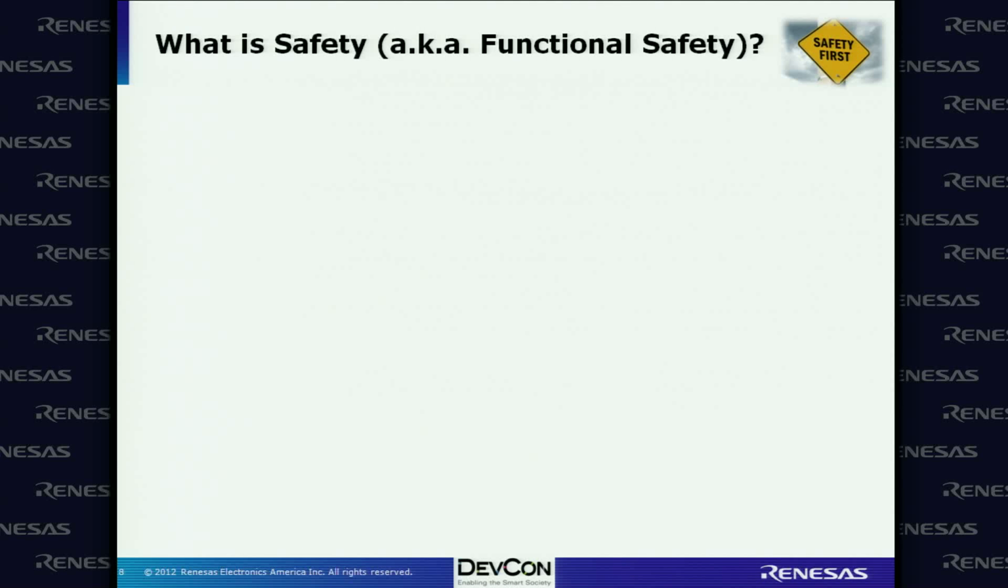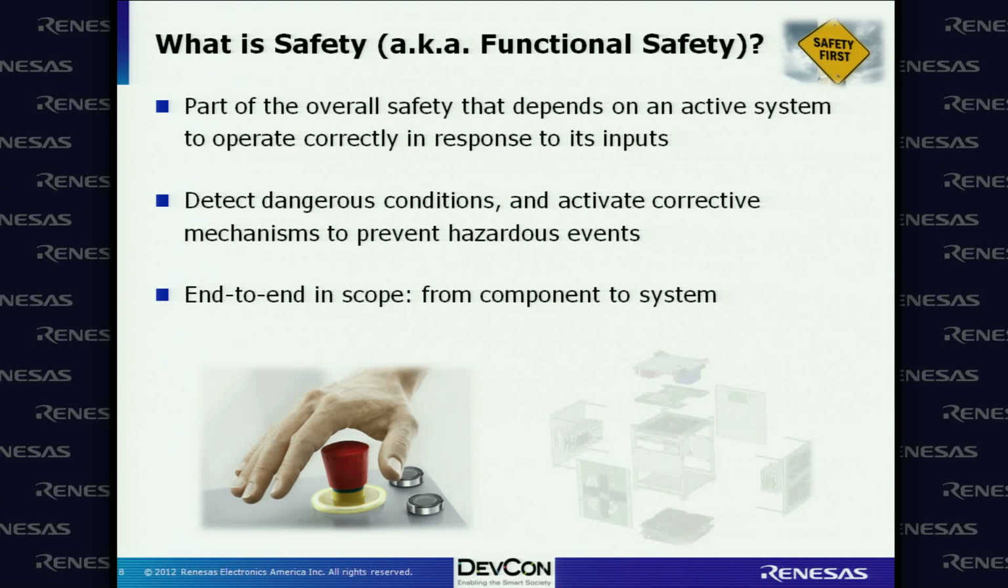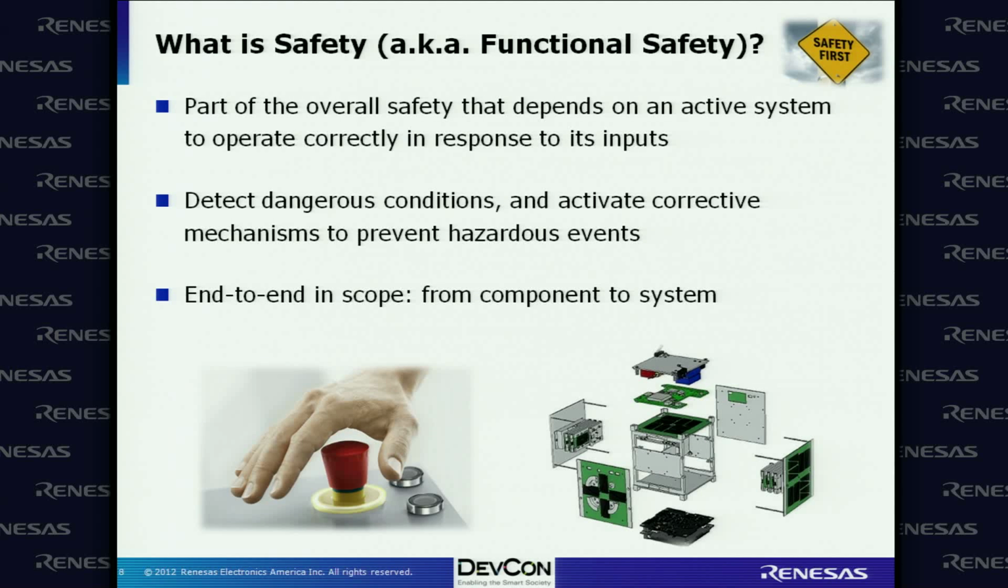So, introduction to safety. Functional safety is part of the overall safety of the system that depends on an active system operating correctly depending on its input or the way it's utilized in the overall system. A functional safety design's main function is to detect dangerous conditions and mitigate or correct those conditions through different mechanisms. One very important thing to remember, and I'm sure a lot of you doing safety designs today are aware of this: safety is really an end-to-end scope. It's not just a component, it's not just a subsystem, it's really the big picture.